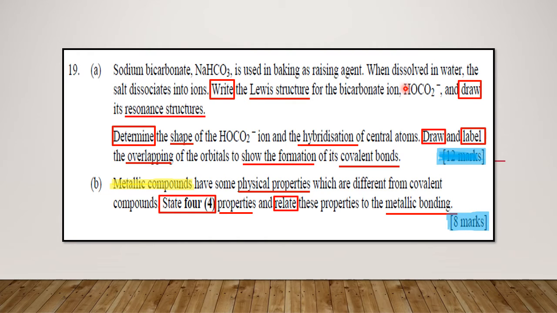So you have to be alert, meaning that later when you draw the Lewis structure, draw the molecular geometry, even draw the hybridization, your structure must have a bracket with -1 because this is an ion. So this is the first question.